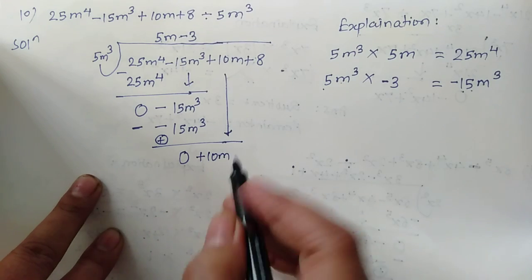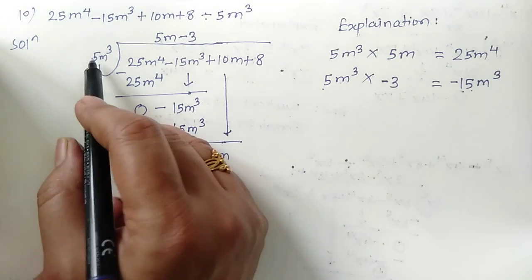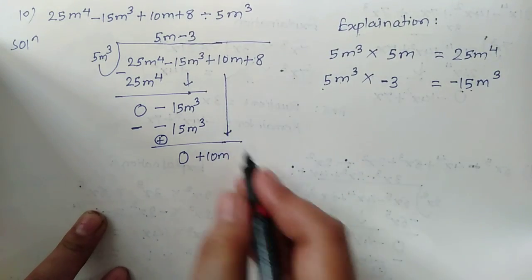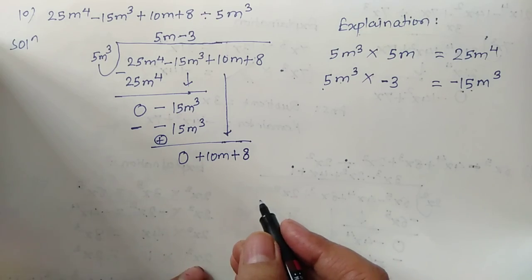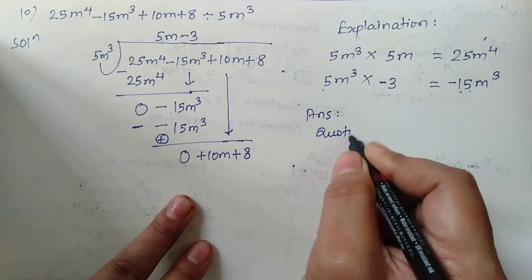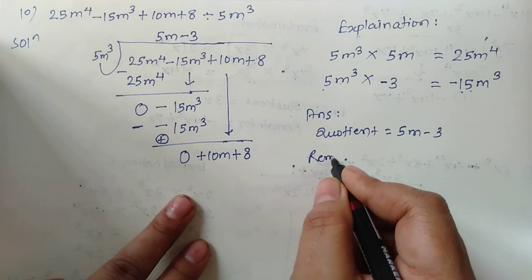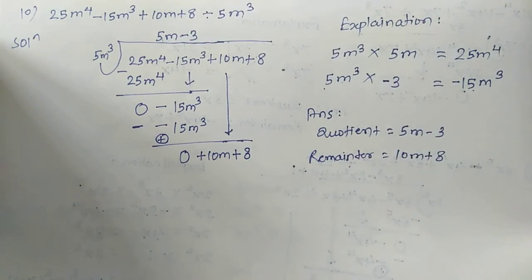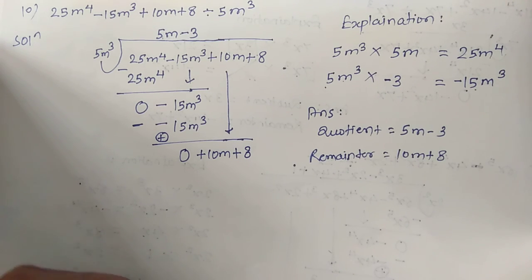Next term falls down. Plus 10m. See here again, the index of the next term is less than the index of divisor. So we can't divide this. So 10m plus 8 is a remainder. So write down the answer. Quotient is equal to 5m minus 3 and the remainder is equal to 10m plus 8. Hence here the practice set 10.1 is over. Thank you.